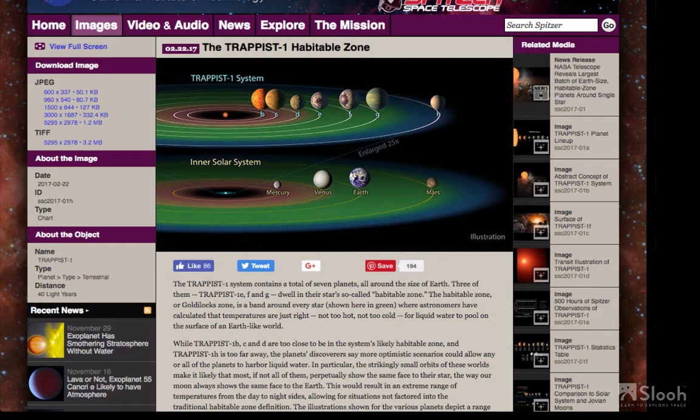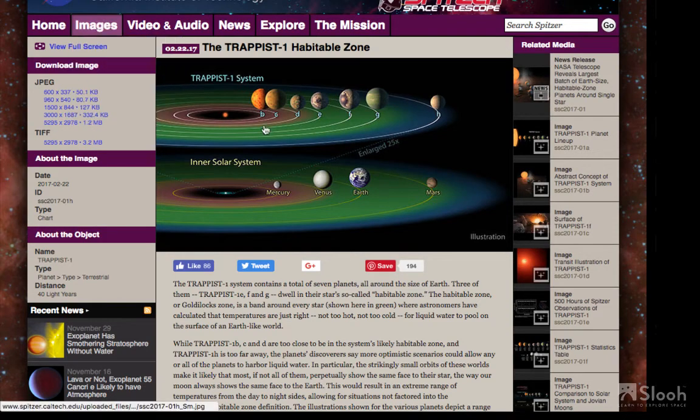It's about 8% the mass of the sun. It's only a little bit larger than Jupiter, but it is about 80 times more massive than Jupiter. So it's not that much bigger, but it is denser. And it has 7 planets around it, and all 7 planets are terrestrial. And some of them are in the habitable zone.